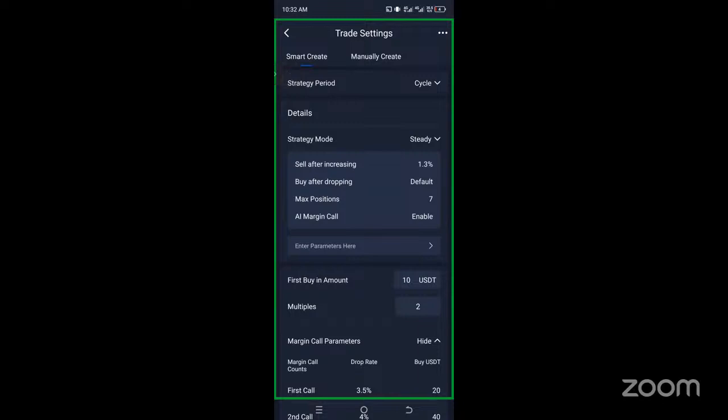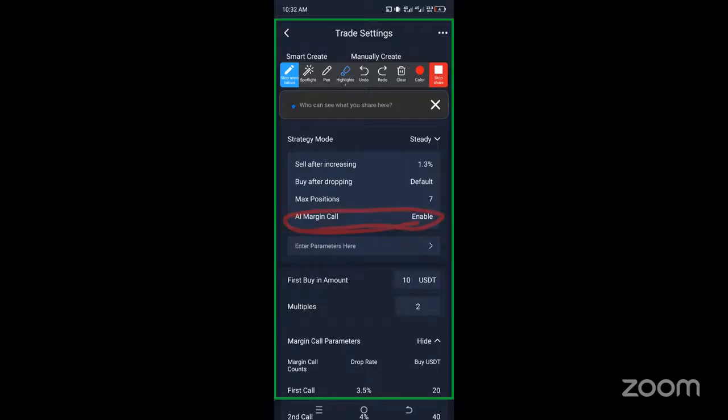And as you are steady, being in floating loss, it minimizes the floating loss because it monitors. Why? Because this AI margin is enabled. You have given it power to do analysis in your place.